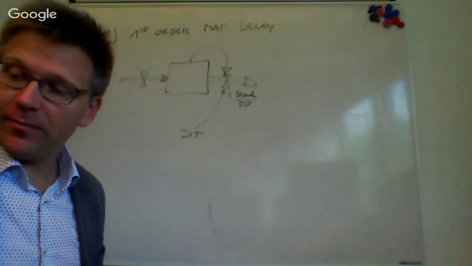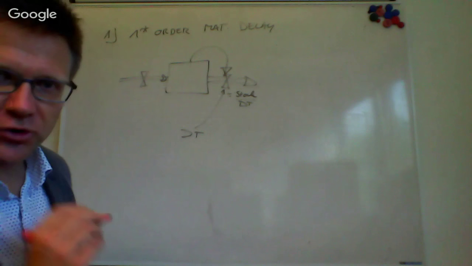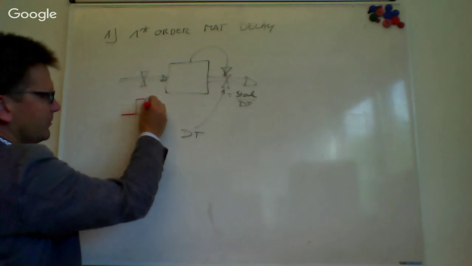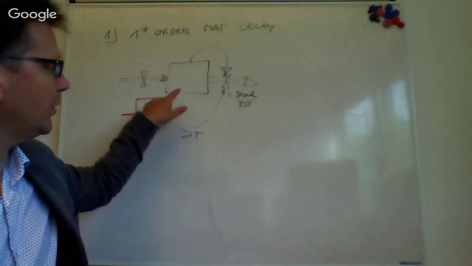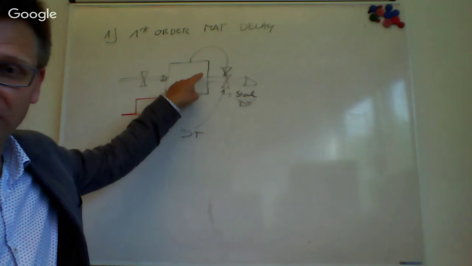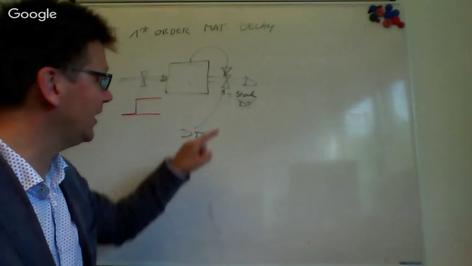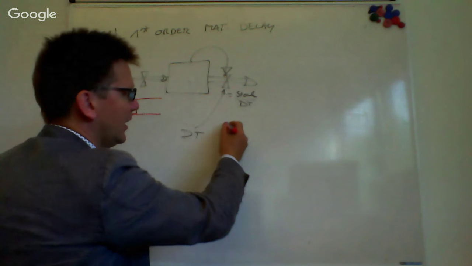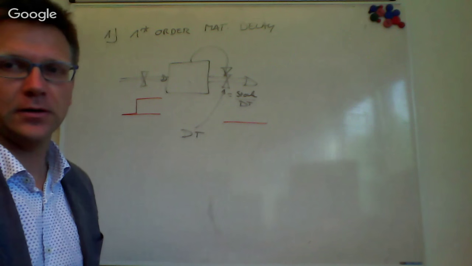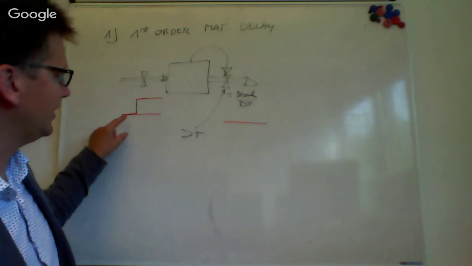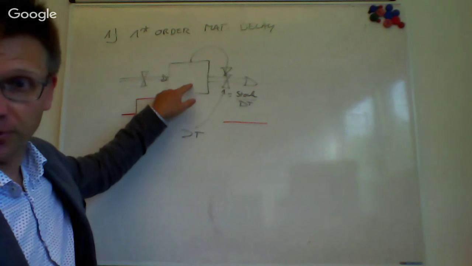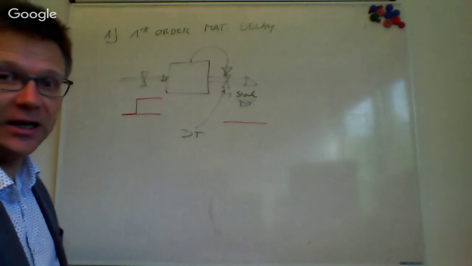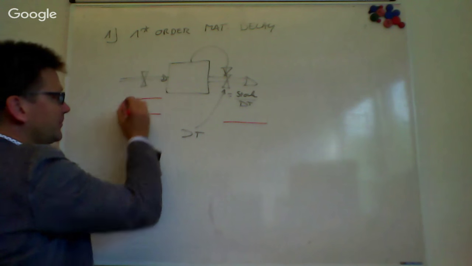Let me sketch what that actually means in terms of the behavior. Suppose we have an input that is just a step function that we've already seen. Then the question is, how is this transformed by the first order material delay, and how does it come out? So what is the response of the system to this input? Think about it. Starting with a value of 0, nothing is entering, nothing is entering. And all of a sudden, we jump to, for instance, a value of 10.